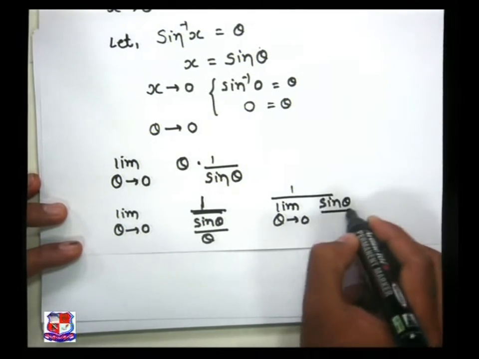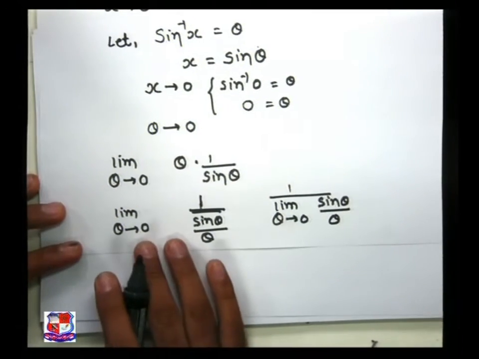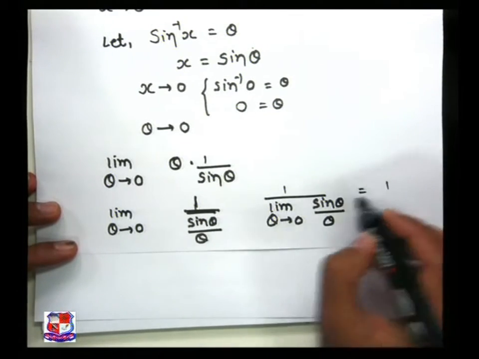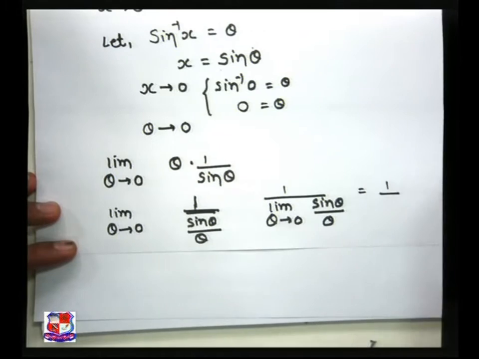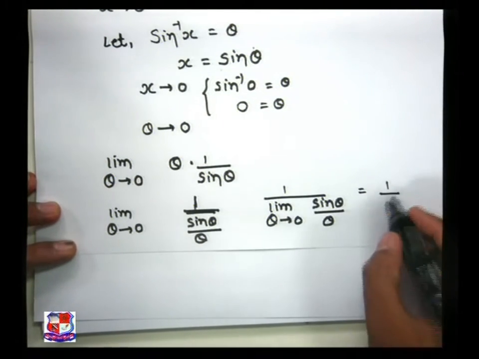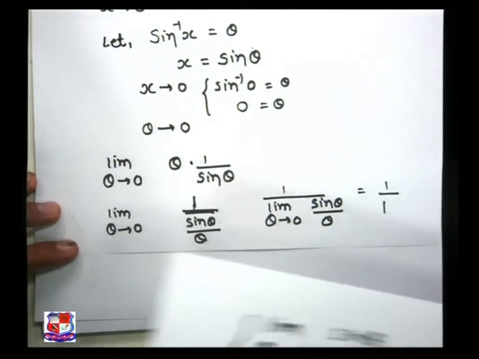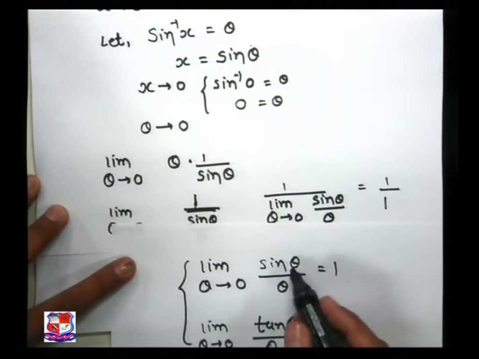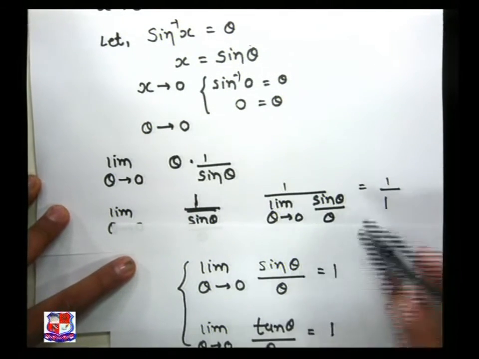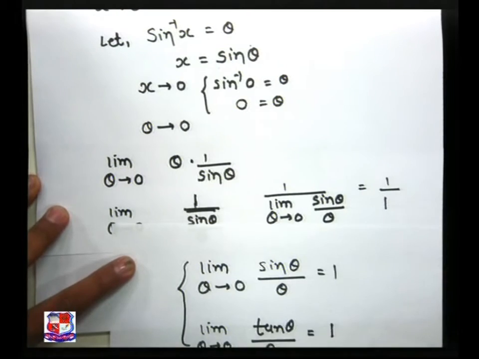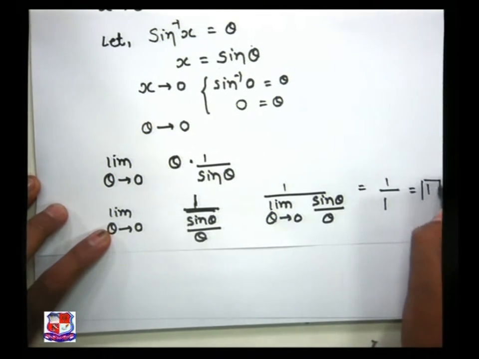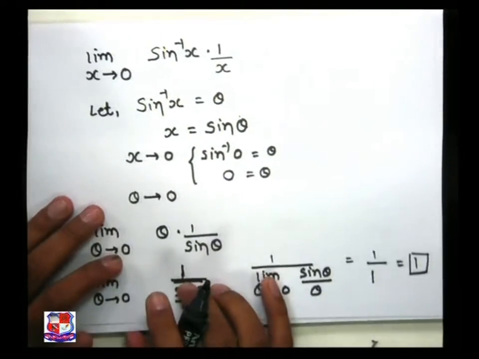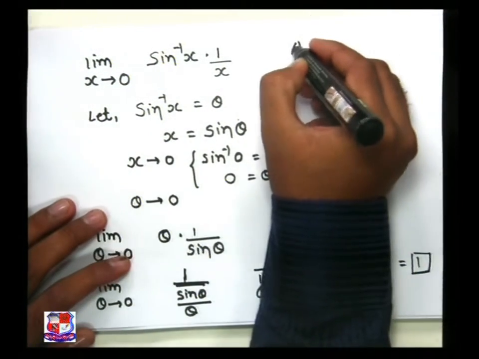it becomes sin theta upon theta. This one as it is, but as theta tends to 0, sin theta upon theta equals 1. So just check it, sin theta upon theta equals 1. So here sin theta upon theta equals 1. So finally 1 divided by 1, we get the result, that is 1. So finally our answer is 1.